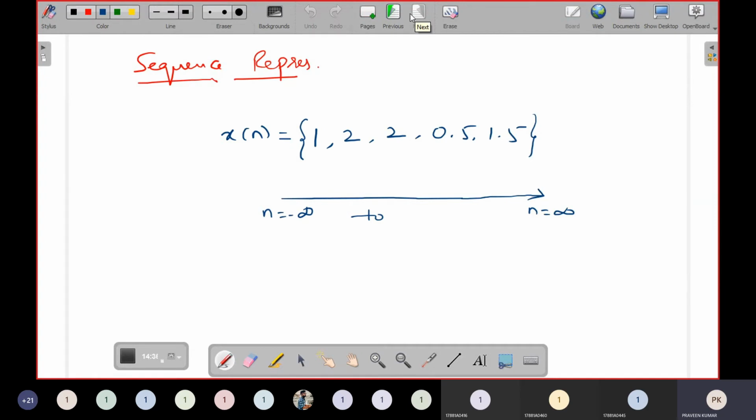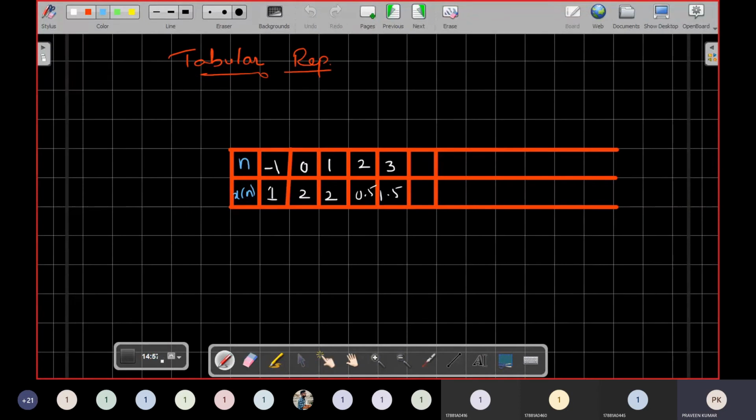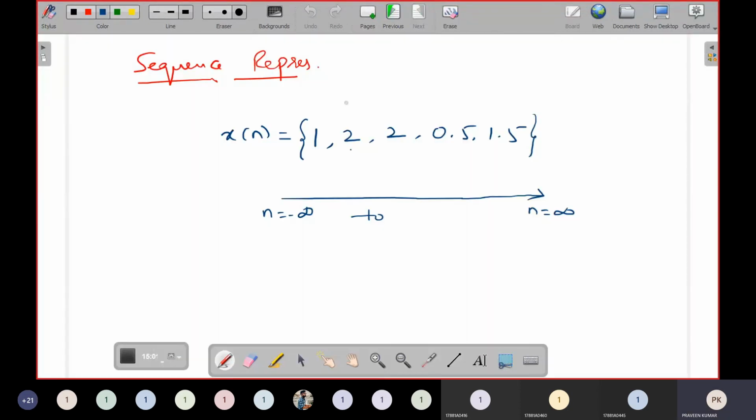What if n is equal to -2 to +2? What is the time? That you need to indicate. For that, we are using one indicator, that is the arrow mark. We need to indicate the arrow at the amplitude at n is equal to 0. What is the amplitude at n is equal to 0? That is 2, which is nothing but your second amplitude. There we are giving one arrow mark.